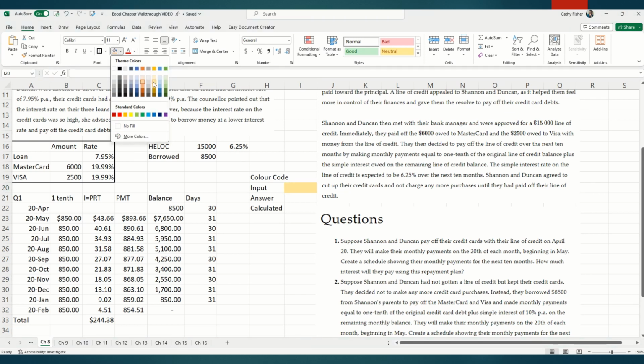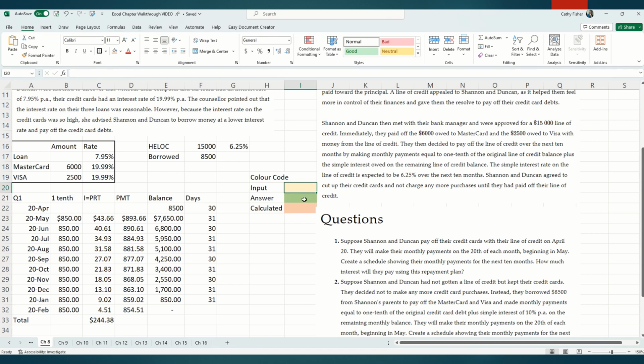Input, we'll sort of make it a yellow one. That means we're going to input some data in there. The answer I'll make green. So the answer is going to be green, and the calculated ones will make kind of orangey. Okay, so basically the calculated ones we're not going to change. But any of the input is where we would input the information, and the answer is the answer we're looking for.